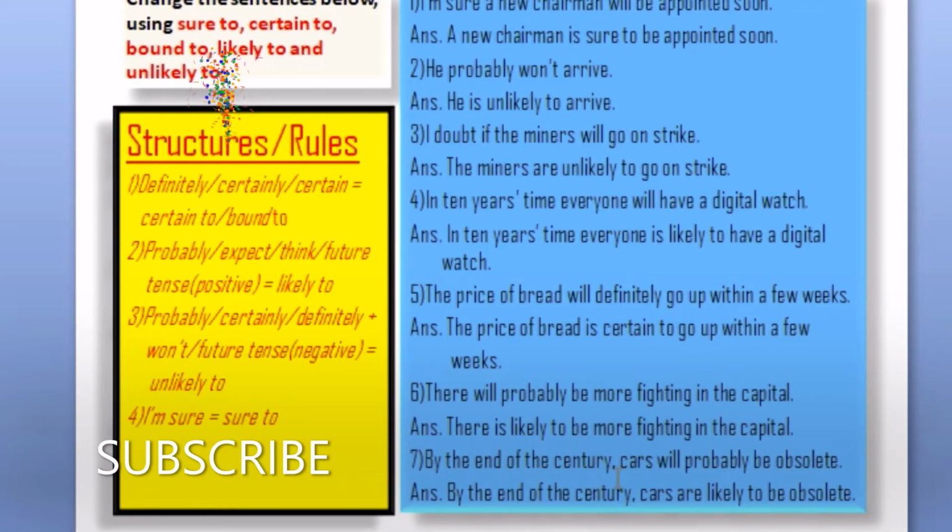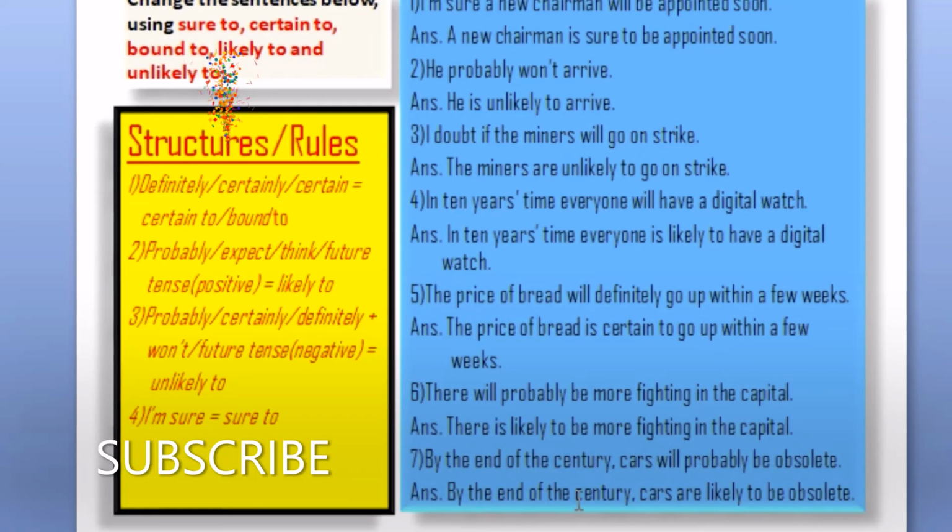Number seven, by the end of the century, cars will probably be obsolete. Will probably is equal to likely to. That is why by the end of the century, cars are likely to be obsolete.